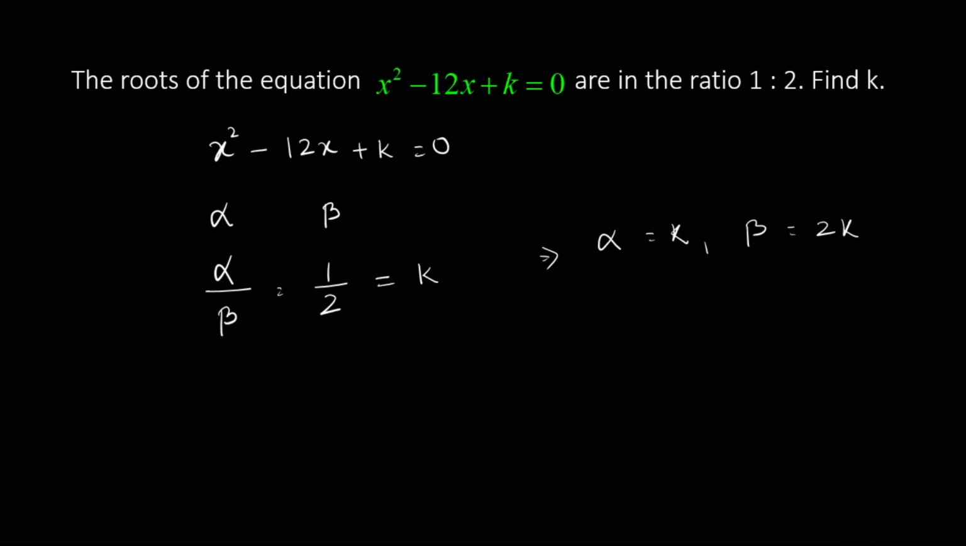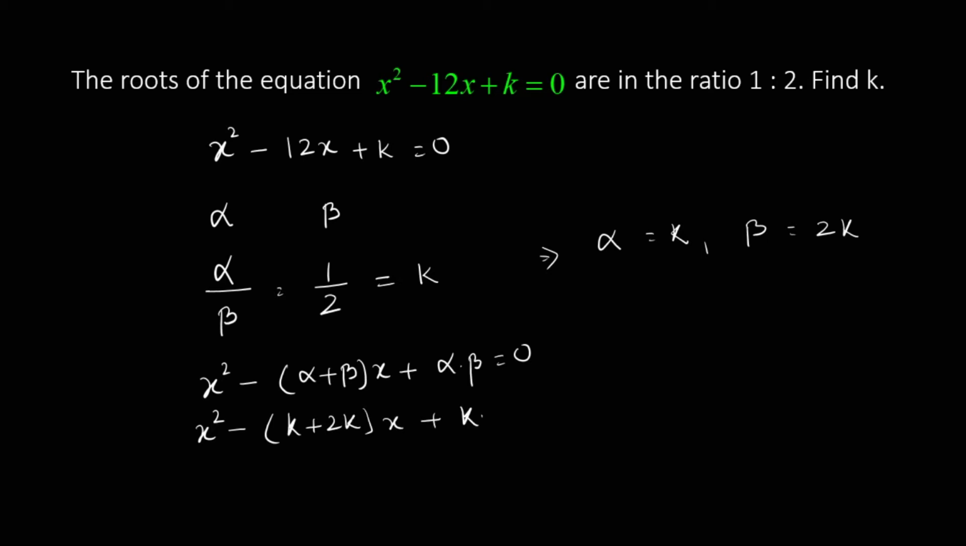So we have the equation of roots having alpha and beta. We can write here x square minus sum of roots, so alpha plus beta, into x plus product of roots, that is alpha into beta, equal to 0. As we have alpha is equal to k and beta is equal to 2k, we put the values here: x square minus alpha is k and beta is 2k into x plus alpha is k into beta is 2k, equal to 0. Further we can write here x square minus 3k x plus 2k square equal to 0.